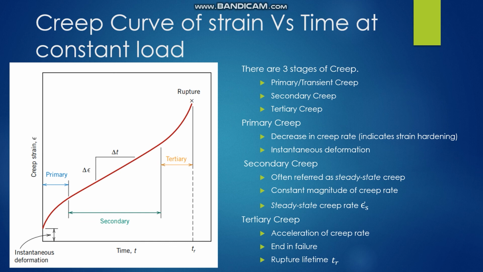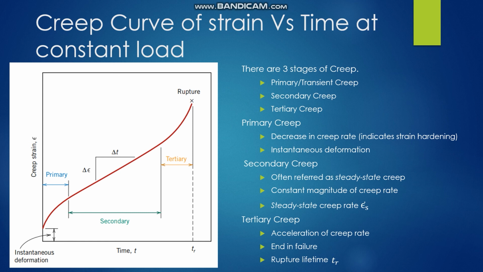So, what are stages of creep? To know that, we need to refer to the creep curve of strain versus time at constant load. From the graph, you see that there's three stages of creep. First is the primary creep, then secondary creep, and lastly is tertiary creep. Primary creep usually starts with the instantaneous deformation of a material, which basically is elongation of material due to applied load. Now we can observe that in primary creep region, there is a decrease in the creep rate as material experiences strain hardening.